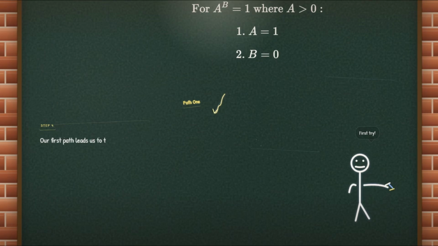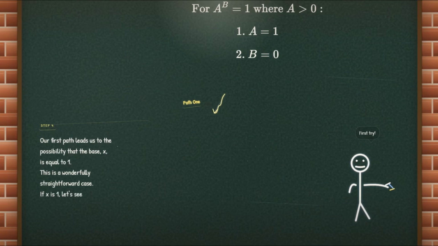Our first path leads us to the possibility that the base, x, is equal to 1. This is a wonderfully straightforward case. If x is 1, let's see what happens to our original equation. Does it hold true?